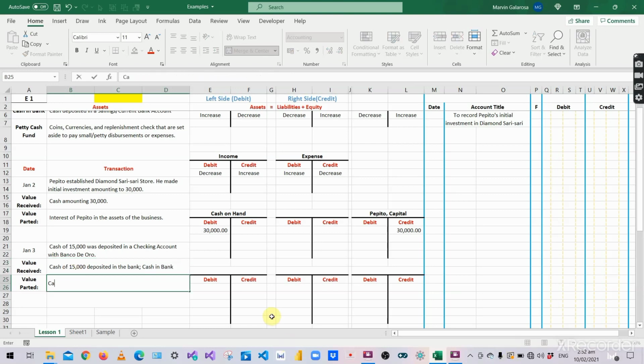Value parted naman niya is cash of 15,000 which represents the cash on hand.